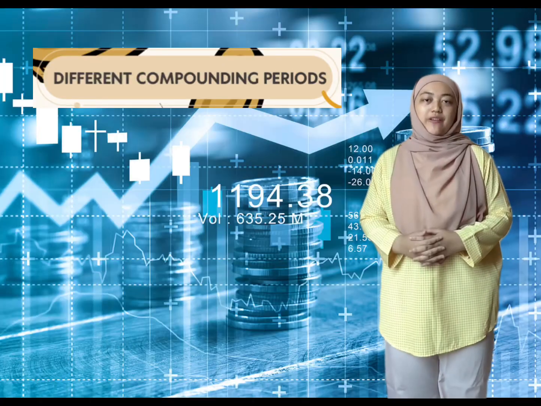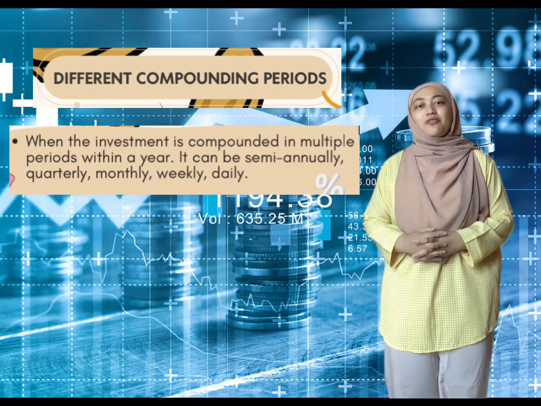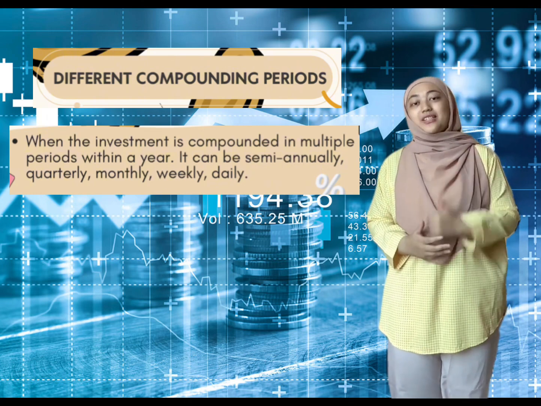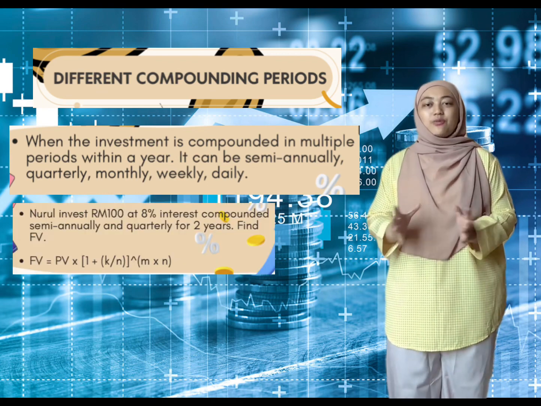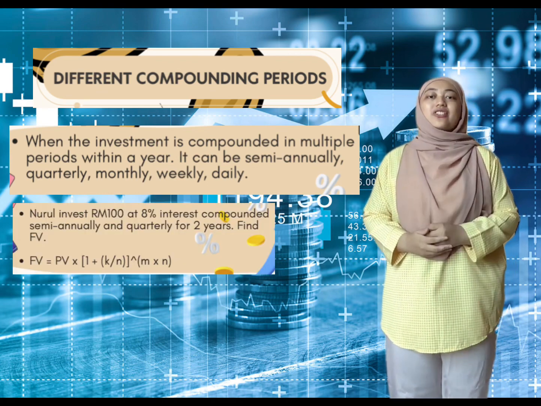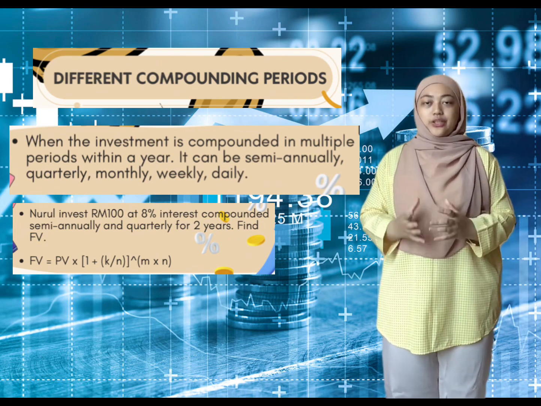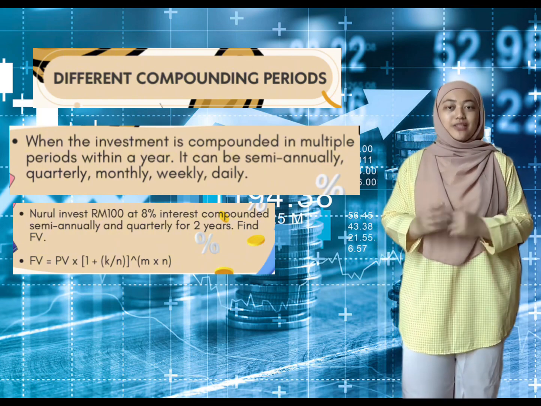Next, the compounding period is not necessarily on an annual basis only. There is also investment compounded multiple times within a year. It can be semi-annually, quarterly, monthly, weekly, or even daily. Here is one of the examples. Nurul invests 100 at 8% interest, compounded semi-annually and quarterly for 3 years. Find the future value. We can solve this using the formula given.